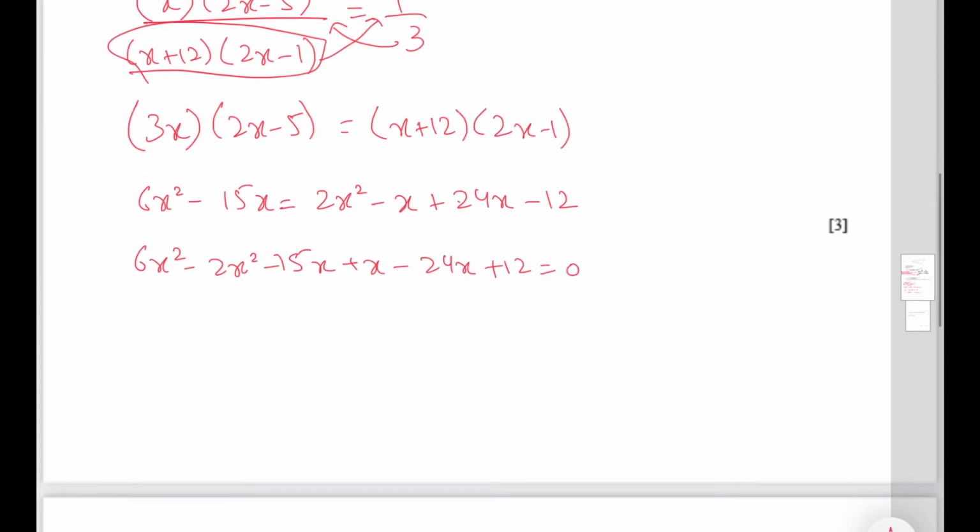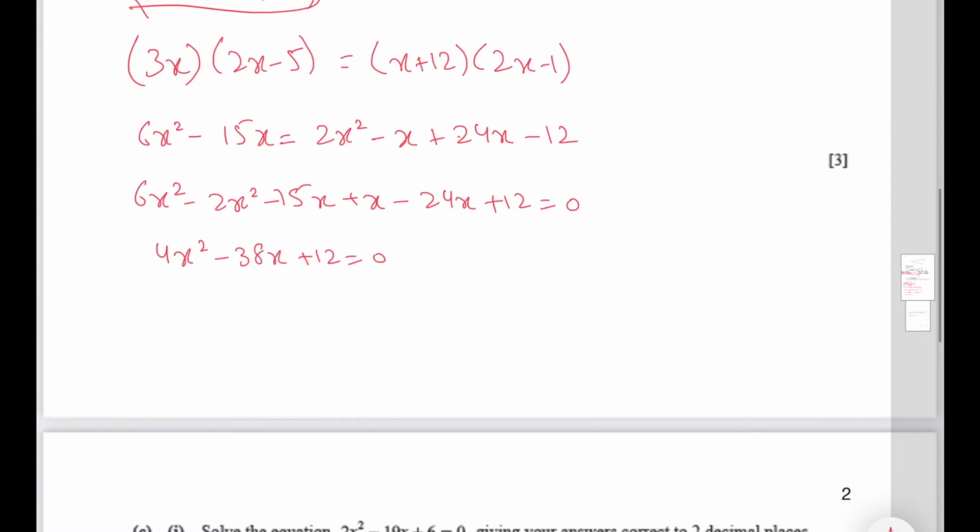Let's condense this. We get 4x squared, minus 15x plus x gives us negative 14x. Negative 14x minus 24x gives us negative 38x plus 12 equal to 0. Now let's simplify this. Let's find the common factor, which in this case is 2. So the equation becomes 2x squared minus 19x plus 6.